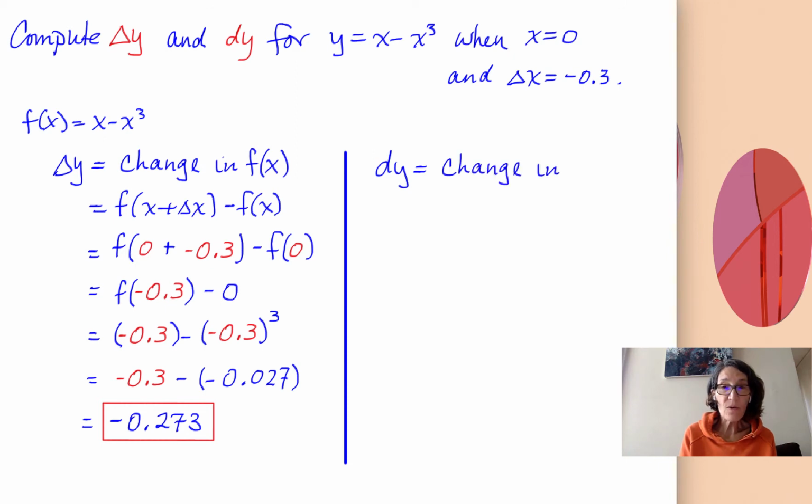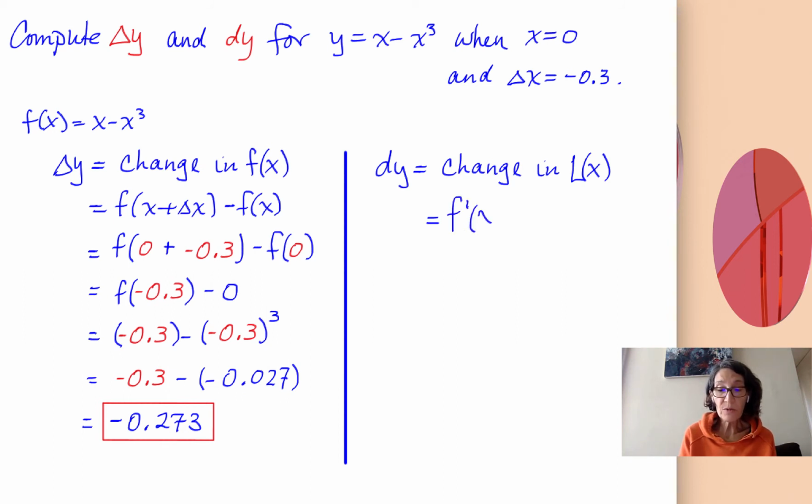All right, so what's dy? So remember, dy is the change in the linearization L of x. Remember, the linearization is just the tangent line, in this case the tangent line to the curve at x equals 0. And we call it the linearization because we might want to use it to approximate the value of the function at points near x equals 0. Use the y coordinates on the line to approximate the y coordinates on the curve.